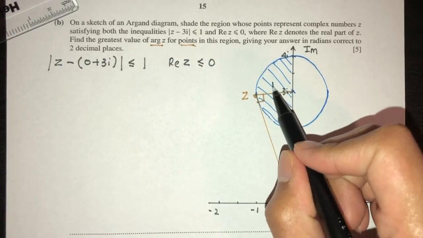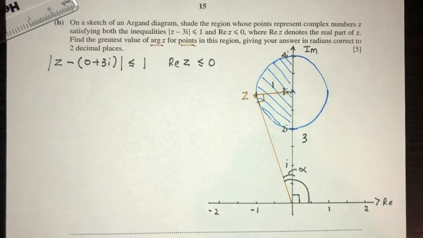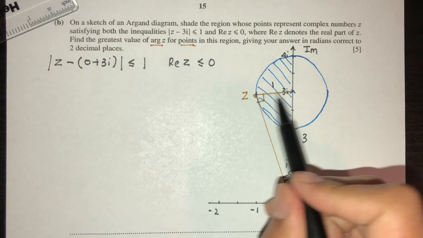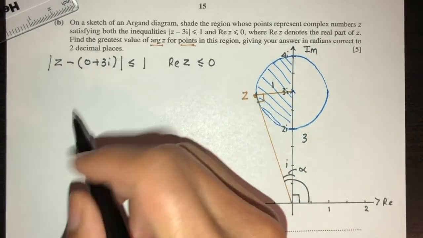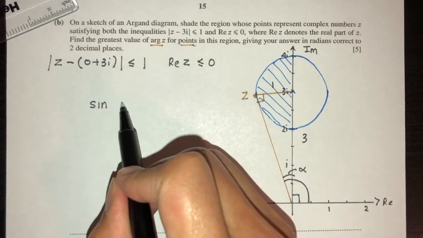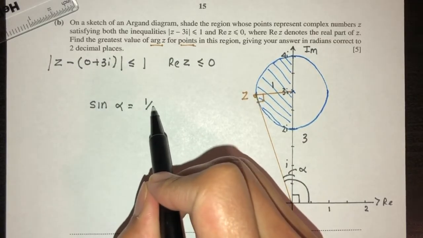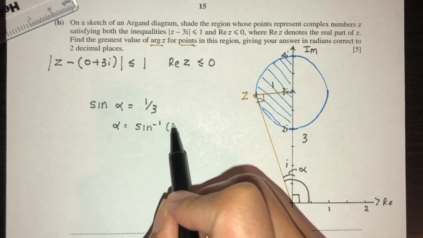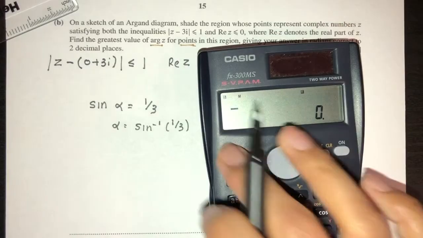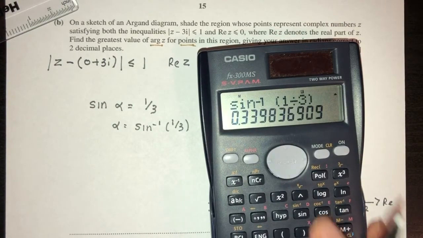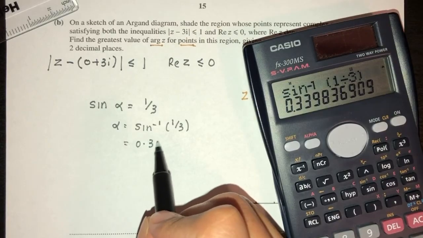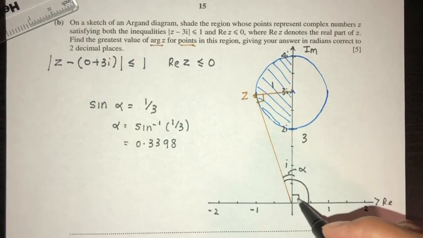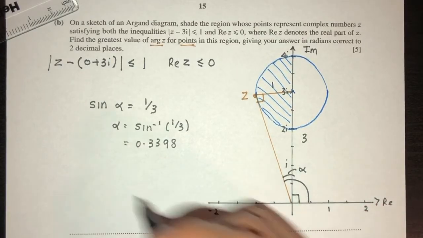The radius is 1, we know that, and the height is 3, right? So we can use SOHCAHTOA to find the value of alpha. So here it is your opposite side, and here we have your hypotenuse. You have to use sine. So sine of alpha is equal to 1 over 3. So alpha will be sine inverse of 1 over 3. That will be 0.3398. Now to find this argument, which is this big angle, we have to add alpha plus this one.